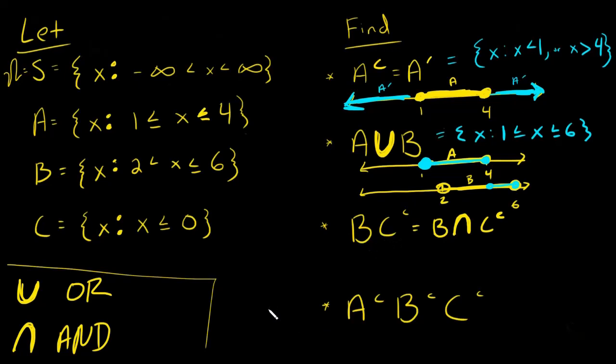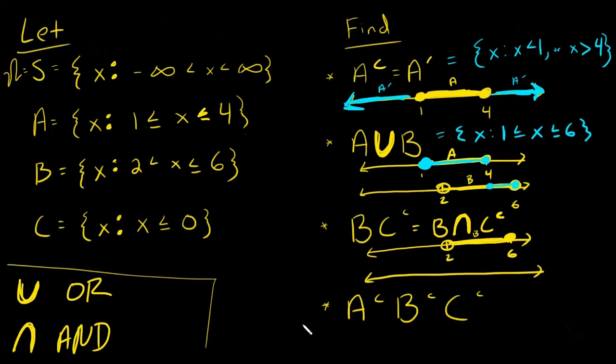Okay? So since these are sets, this is not multiplication, right? We are talking about the intersection between B and C complement. All right. So intersection means and. All right. So let's start with B. Let's draw out where B is. So we have 2 until I get to 6. Include 6. Don't include 2. All right. So this is where B is.